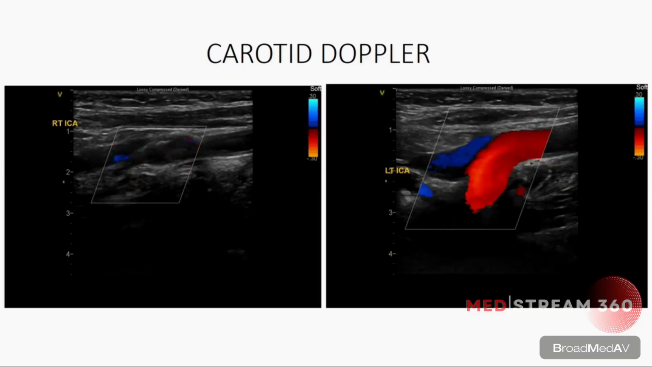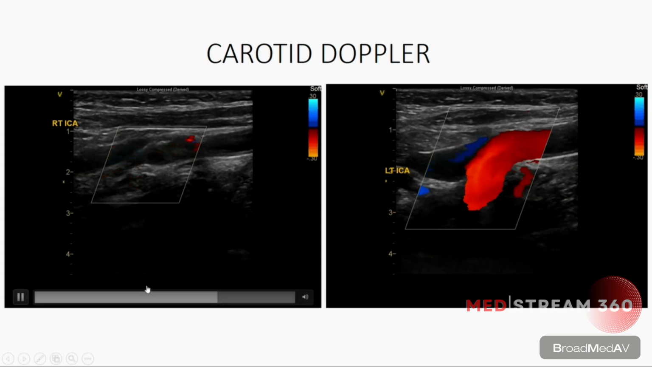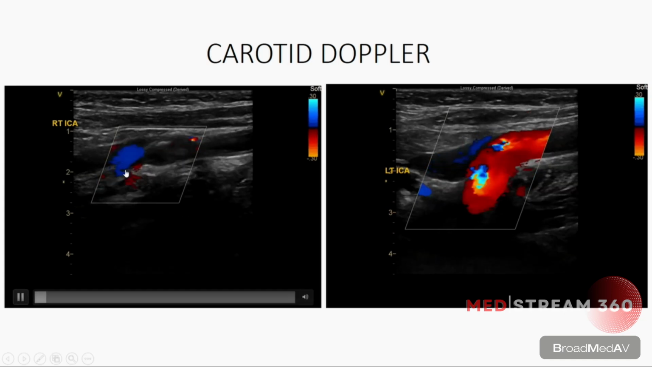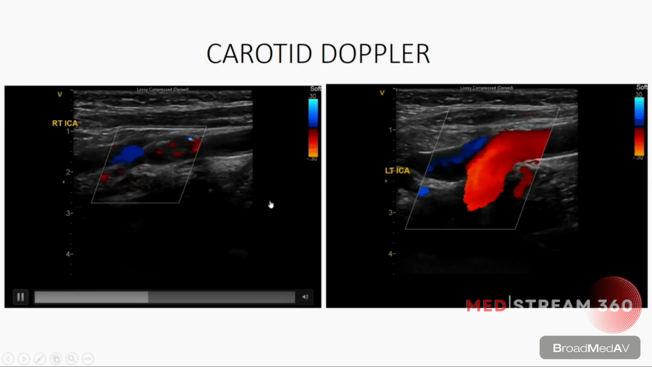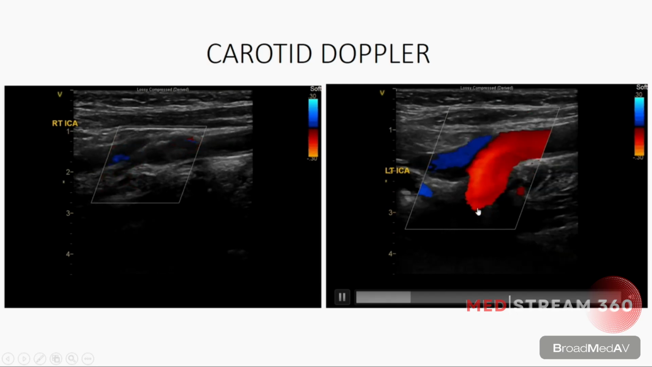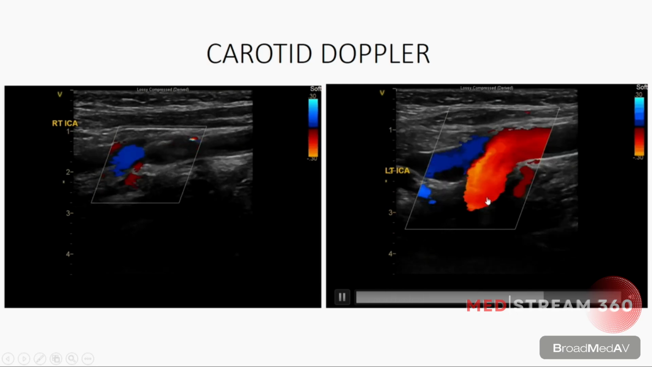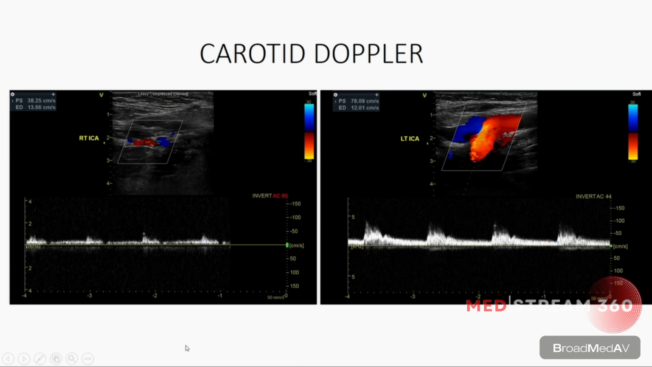I'm going to the carotid Doppler. We can see here in the right carotid Doppler, the internal carotid artery is totally occluded, no flow. On the right side of the screen, we can see the normal left internal carotid artery. And this is the velocity. We can see right internal carotid artery, the peak systolic velocity is 38.25 centimeter per second.